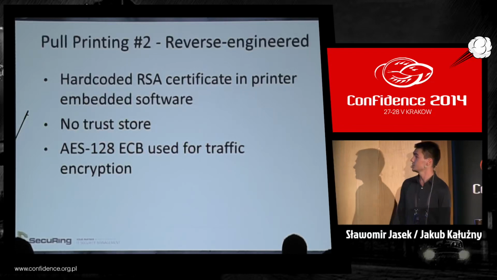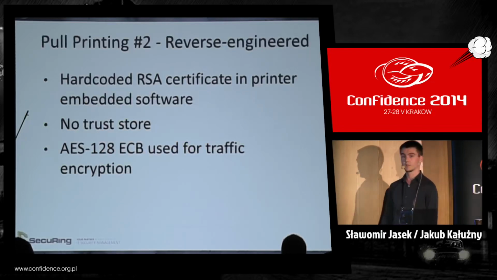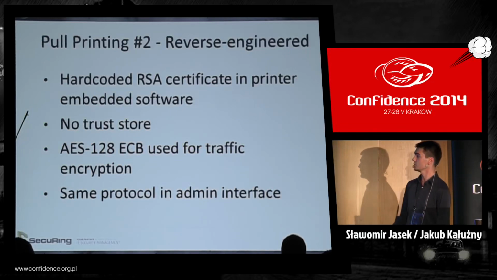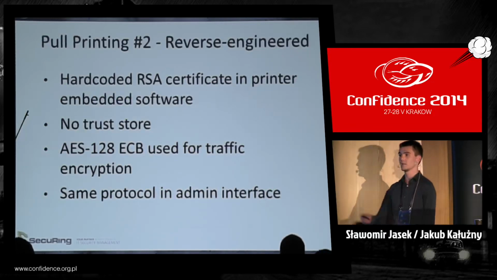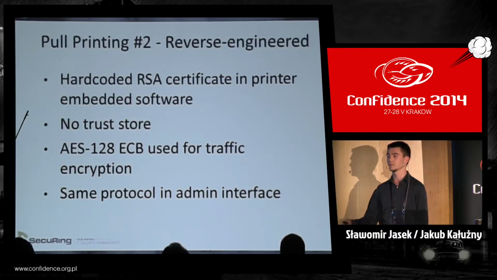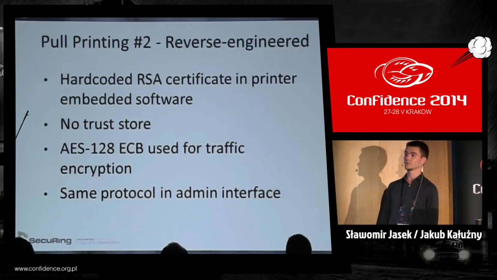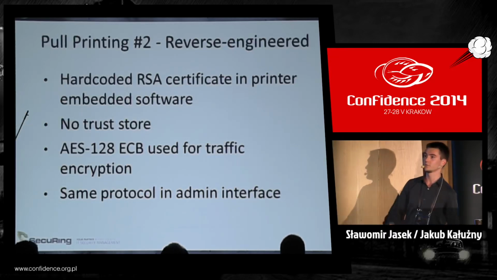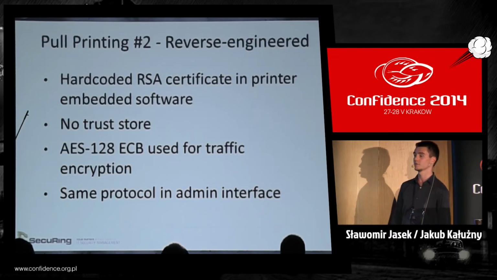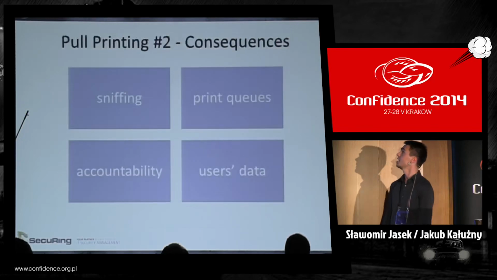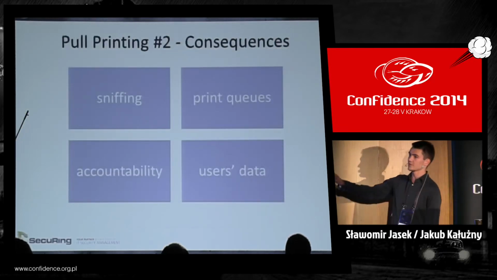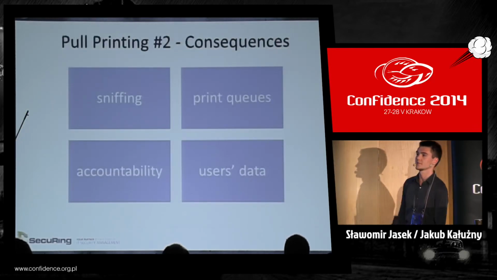We found ECB mode of encryption used for traffic for the print jobs, as well as the same protocol used in the admin interface, in the thick client that connected to the server for the administration interface. Actually, after taking out this layer of a binary protocol, we could find some more vulnerabilities there. So really, really exciting. Consequences, of course, the same. Sniffing, print queues, accountability, users' data, everything.